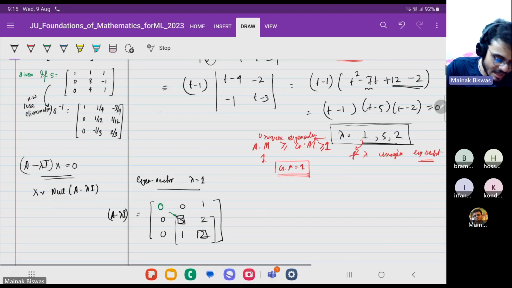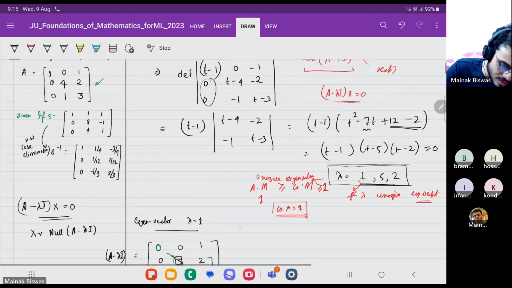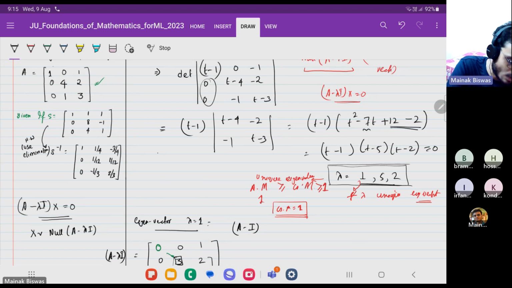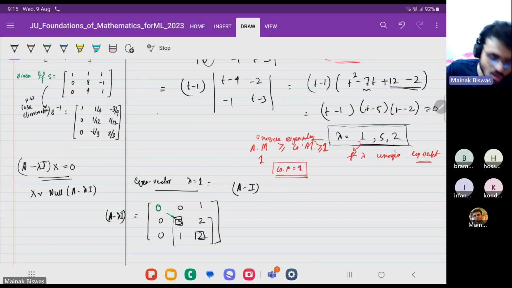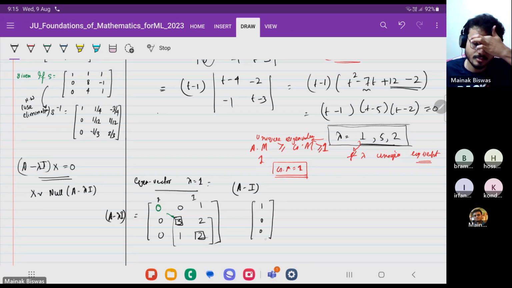This is your A minus I, right? A minus I, because you have lambda equal to 1. So I had 1 here, not 2, right? So you have 0 in the first column. So what will the eigenvector be? So this is your free variable and this is your pivot. Just putting 1, 0, 0 will do or not? Is this okay?